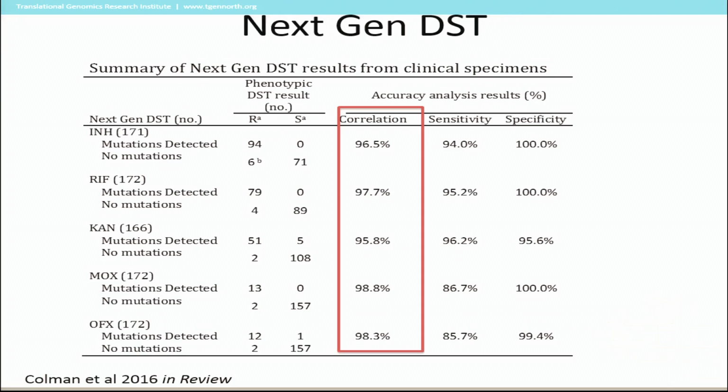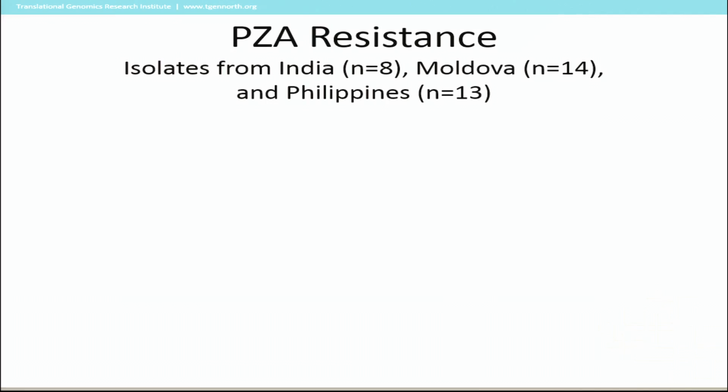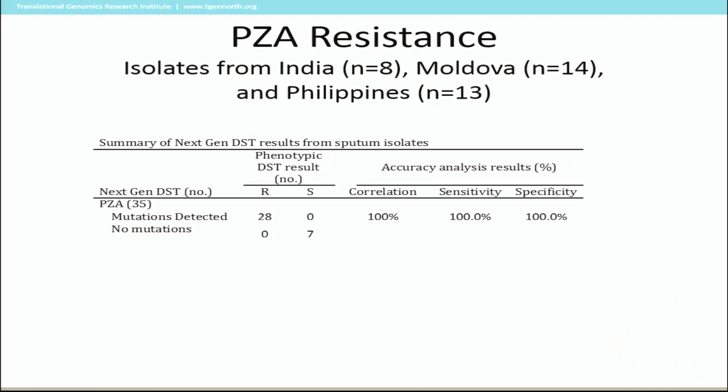I think these numbers will start to change as we add in drugs that don't have as good information on the mutations we want to look for. But as I mentioned, we have done some PZA resistance. This is fairly new data, with samples provided by Rodwell again, coming from India, Moldova, and the Philippines as part of their previous study, which they had already characterized. They were totally blinded to us. We ran the amplicon assay for pncA, and out of 35 samples, we had 100% sensitivity and specificity. 28 of those were resistant, 7 were sensitive or fully susceptible to PZA.